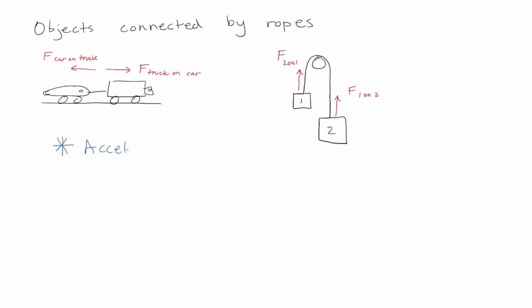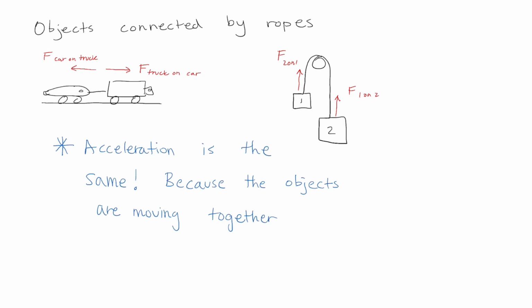Well, it's because if we're dealing with two objects that are connected by ropes and they are accelerating, their acceleration is going to be the same because the objects are moving together. So if we look at our first example, the acceleration of the car is going to be equal to the acceleration of the truck. It has to because they're connected and they're moving together. Now let's look at our second example.